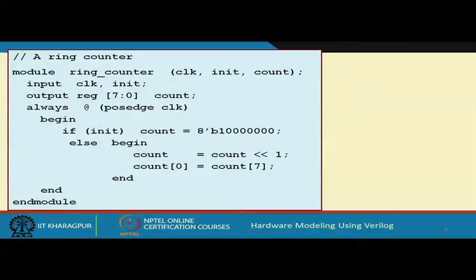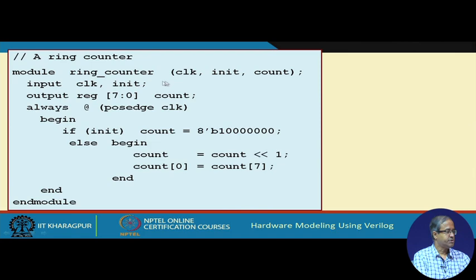So, here in this design, actually we are showing you an 8 bit ring counter. So, we have a clock, we have an init signal which will be initializing the ring counter to a single one and all zeros, and the output of the counter which is count. So, clock and init are the inputs and count is the output which is edge. So, every time when there is a positive clock edge, we are checking that if init is active, init is 1, we are initializing count to 1000. You see here you are using blocking assignment statement, else begin count equal to count shift left by 1, then count 0 equal to count 7.